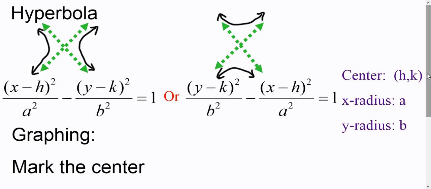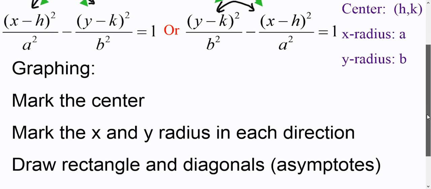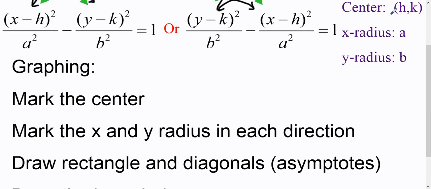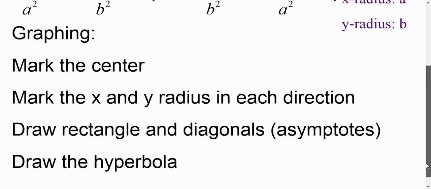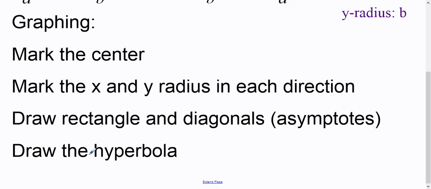So when you graph, it's very similar to ellipses. You will mark the center, (h, k), and then measure out the x and y radius in each direction, just like with ellipses. But now instead of just stopping there and drawing an ellipse, you will draw a rectangle and the diagonals of that rectangle. Those diagonals will be the asymptotes. Then you'll be able to draw the hyperbola once you have that rectangle and the asymptotes.